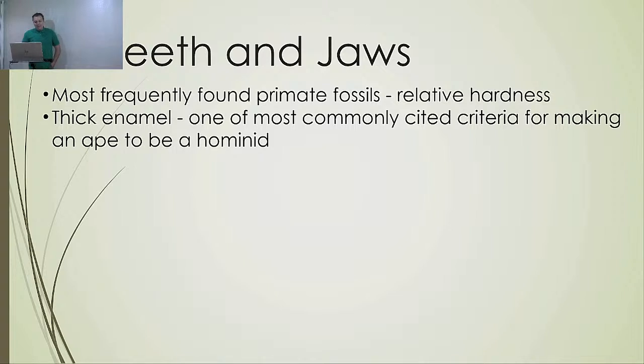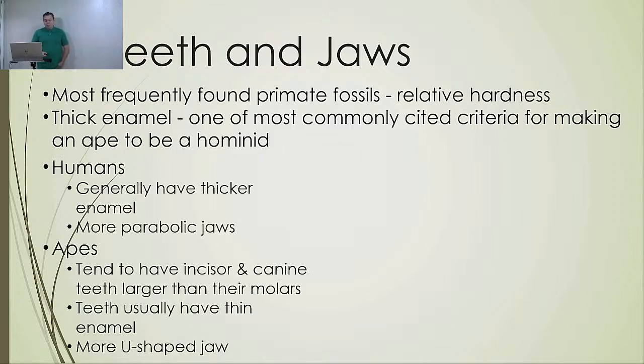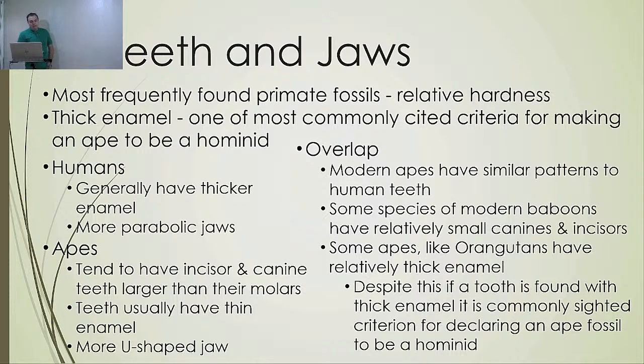And so this is why whenever they find a tooth that has thick enamel, they try to say this is a human tooth. Yet if they find it with ape bones, they then try to say that this ape is going to turn into a human. While it is true humans generally do have thicker enamel, apes tend to have a thinner enamel, yet there are some exceptions. There is some overlap in this.